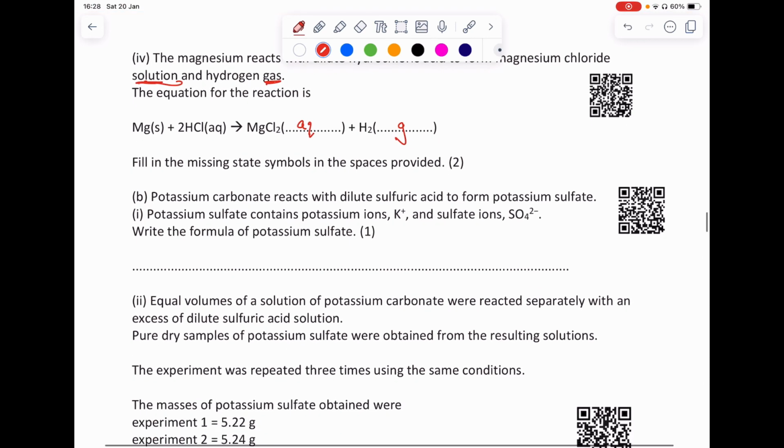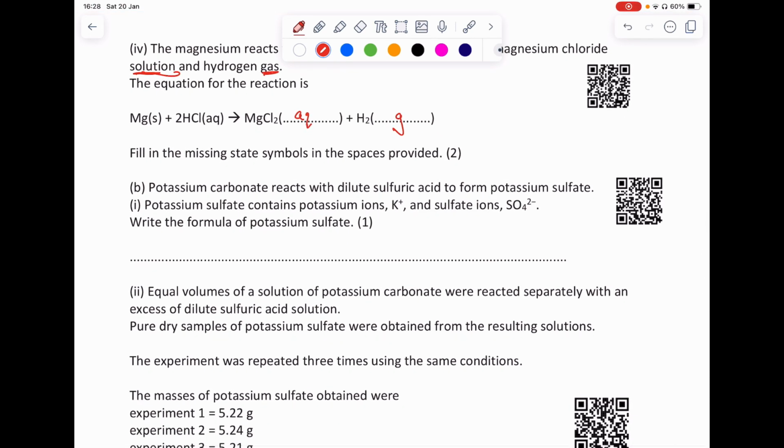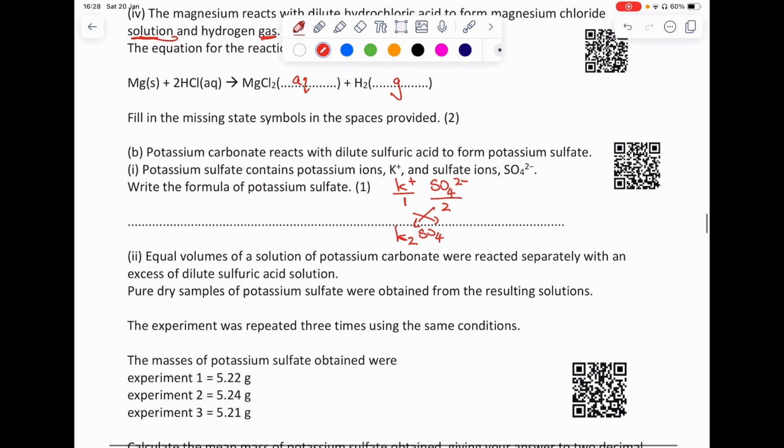Potassium carbonate reacts. Potassium sulfate contains potassium ions and sulfate ions. Work out the formula. So the way we do this is we've got a K+ ion. Because it's plus one, it wants to make one bond. And then we've got a sulfate, which is a 2- ion, which means it wants to make two bonds. So we cross these over. So K gets the 2 and the SO4 gets the number 1. So I need to write that down. So my formula is K2SO4.